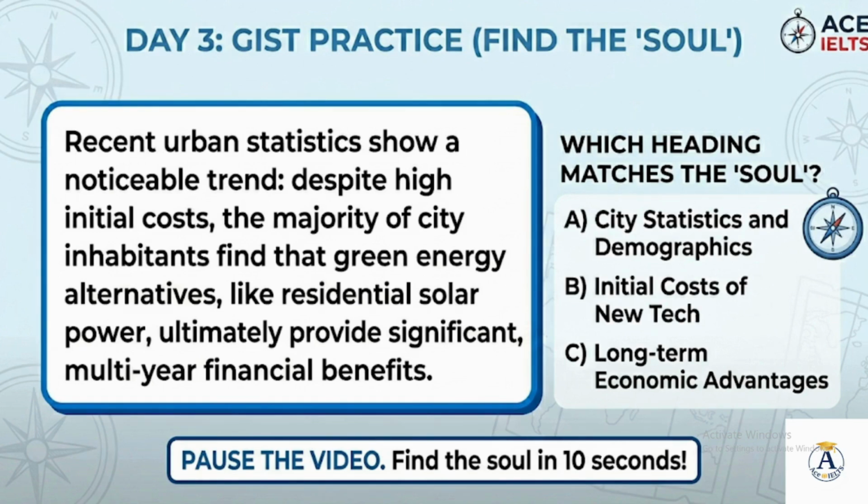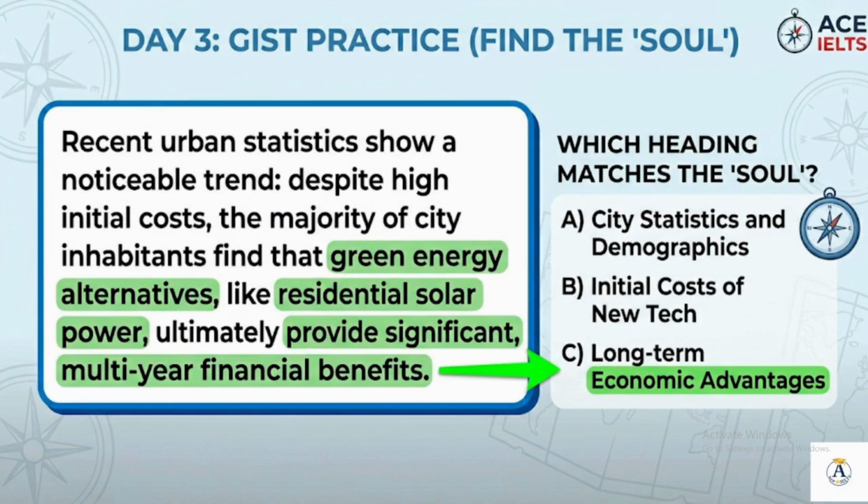The answer is C. Why? Look at the green highlights. The text says financial benefits. The heading says economic advantages. They are synonyms. You didn't need to read about the meat, the statistics, or the solar panels to get the point.